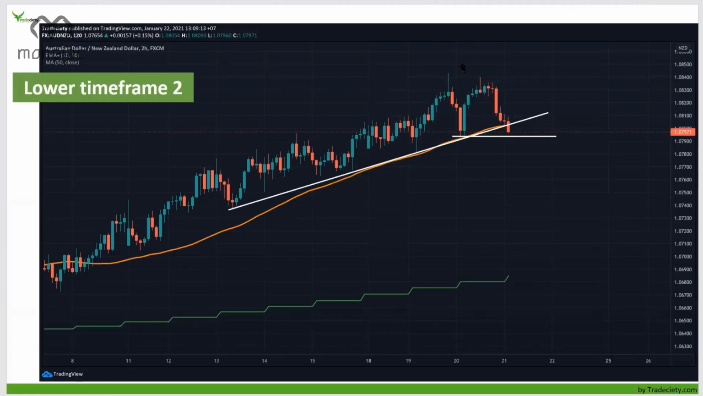So this is how it looks on the lower time frames after the 2 pin bars have been formed. You can see we have a very nice structure above the moving average. We have a trend line with 1, 2, 3, 4 touch points. Here's the last swing low.